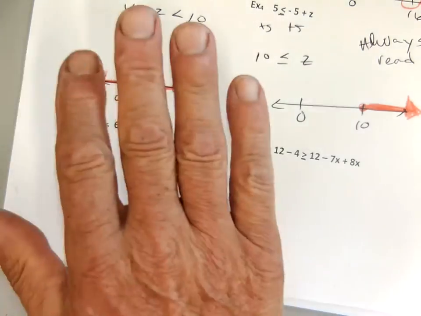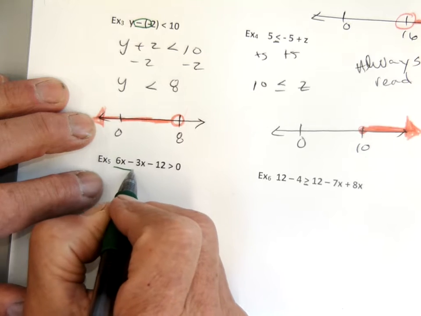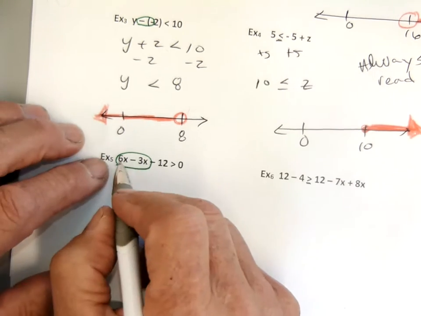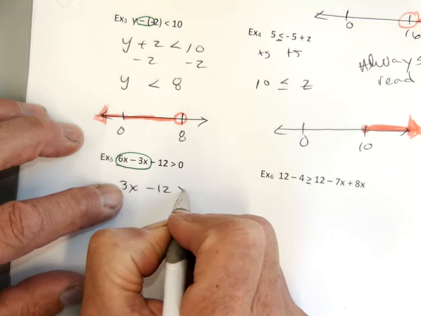Thumbs up, pretty easy. Okay, this should be a really easy lesson. Example 6, again, I'm going to tidy it up. What is 6x subtract 3x's, x's minus x's? I'm going to get 6 of them minus 3 of them makes 3x's. Minus 12 is greater than 0, okay?